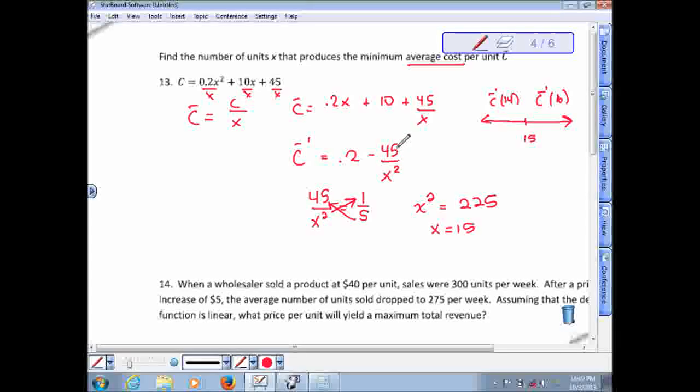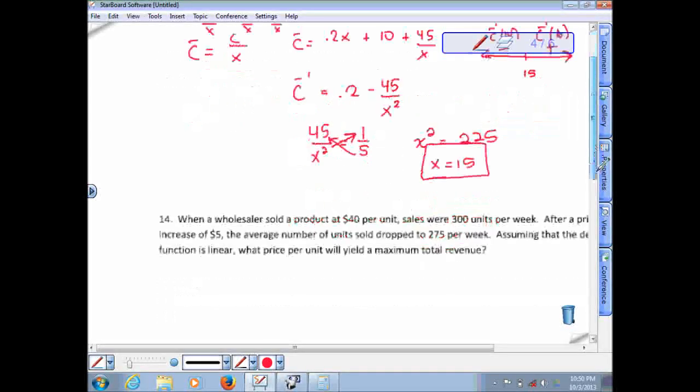So if we plugged in 14 squared, that's 45 over 196, if you take that from 0.2, that's going to result in a negative value. C bar prime of 16 would result in a positive value. So it means the graph is decreasing on that interval, but now it's increasing on that interval, so indeed, this relative extreme here is a minimum. Okay. And the question was asking, find the number of units x that produces the minimum average cost. It wasn't asking for the actual average cost. So x equals 15 is the answer.